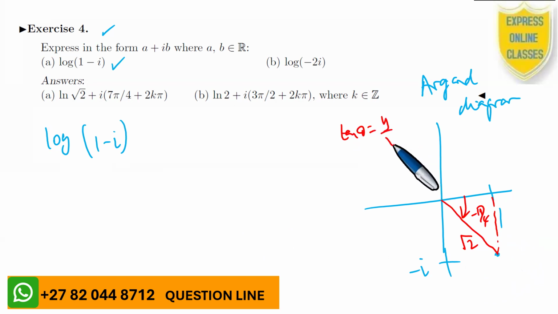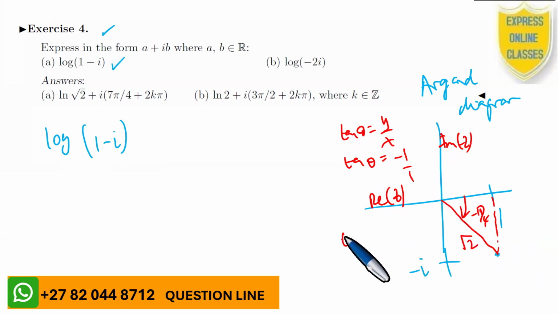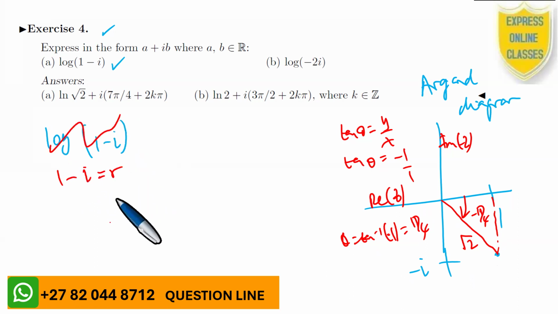The tan of theta is y over x. And then y is minus 1 for this one, imaginary z over real z. So y is minus 1, x is 1. Arctan of 1 is pi over 4, but you can do the minus 1, and then it's going to be minus pi over 4. So which means that 1 minus i is r.